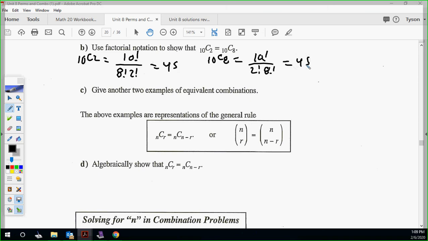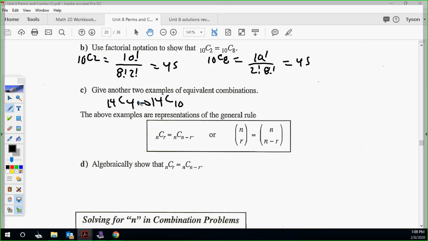So go ahead and just give another 2 examples of equivalent combinations. So I'll do 14C4, 14C what? 10. Good. Okay, you can write your own if you like. And so they just kind of give you this little general rule for it. nCr is equal to nC(n minus r). So what they're saying is, see, 14C4 is the same thing as 14C(14 minus 10). 14 minus 10 is the 4 again. So it's just kind of a form for it.